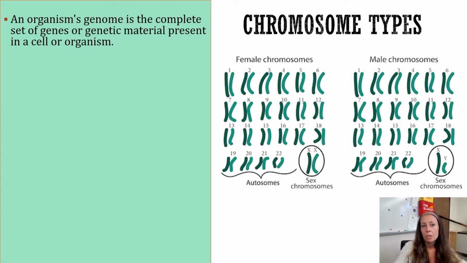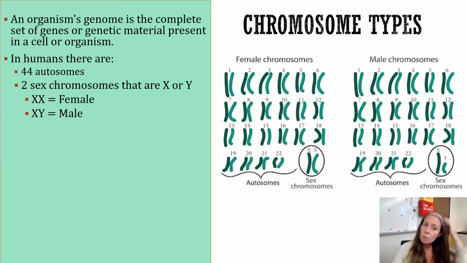When we talk about our chromosome types, an organism's genome is what we call all of their chromosomes all together. It's the complete set of genes or genetic material in a cell or an organism, because a cell can be an organism. In humans, we have 44 autosomes and 2 sex chromosomes. We learned about that last week, right?